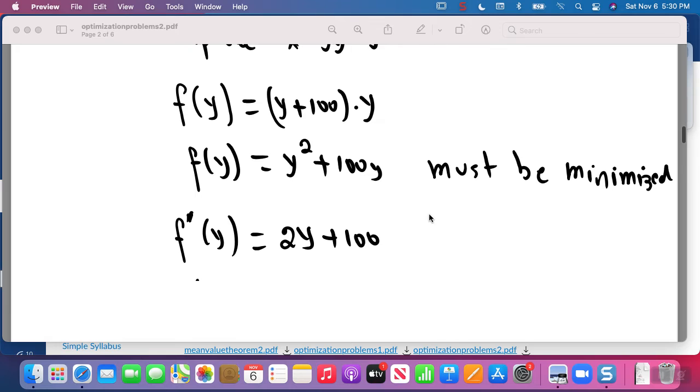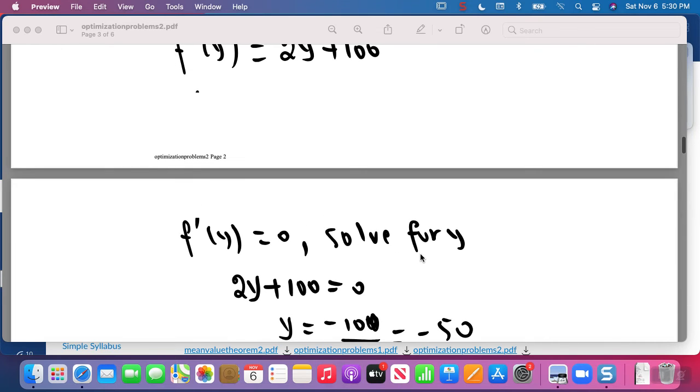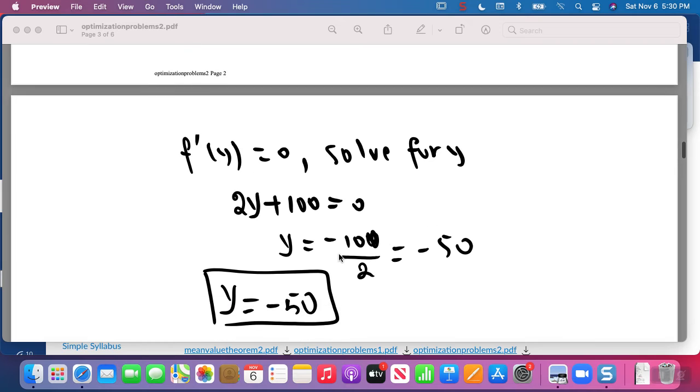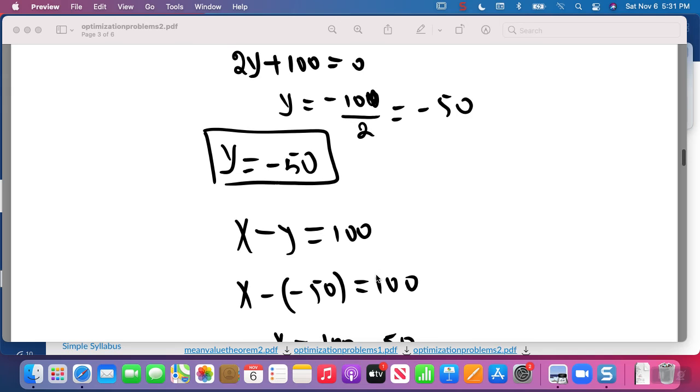So minimum implies that we needed to take the derivative of the function because we're looking for the minimum value. So we take the derivative, we get 2y plus 100. We set the derivative equal to 0 so we can find the critical point. So 2y plus 100 is 0. You get y equals negative 100 over 2, which gives us negative 50. So y is negative 50. That's our critical point, and that's one of the numbers.